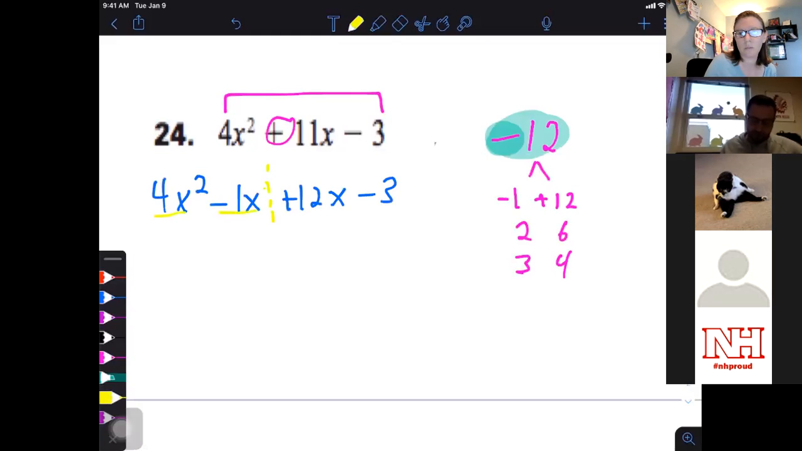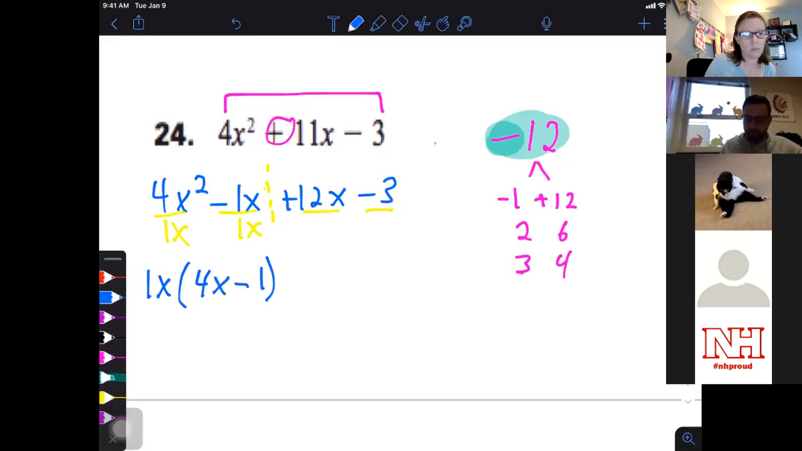Anya, what's the GCF of 4x squared minus 1x? Wouldn't it be 1x? Yeah, 1x or x. So we'll bring that out. And then Anya, what's left when you take x away? 4x minus 1. You got it.